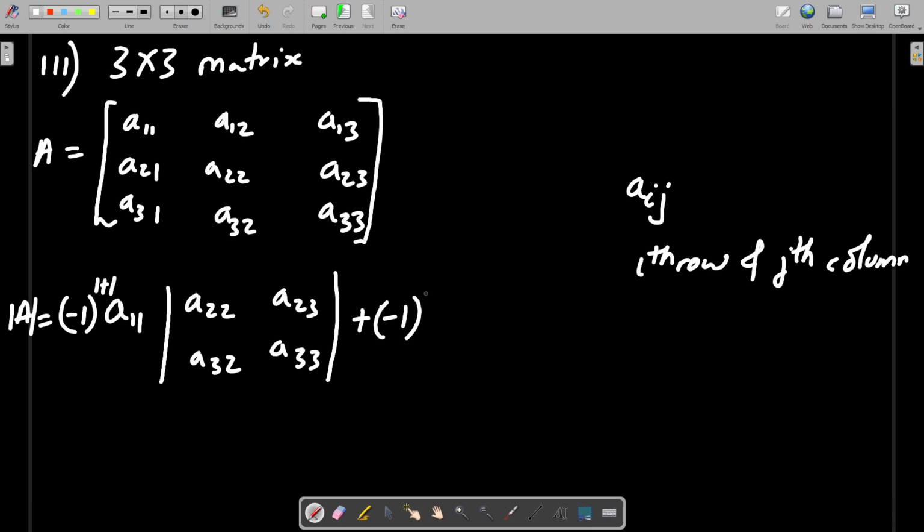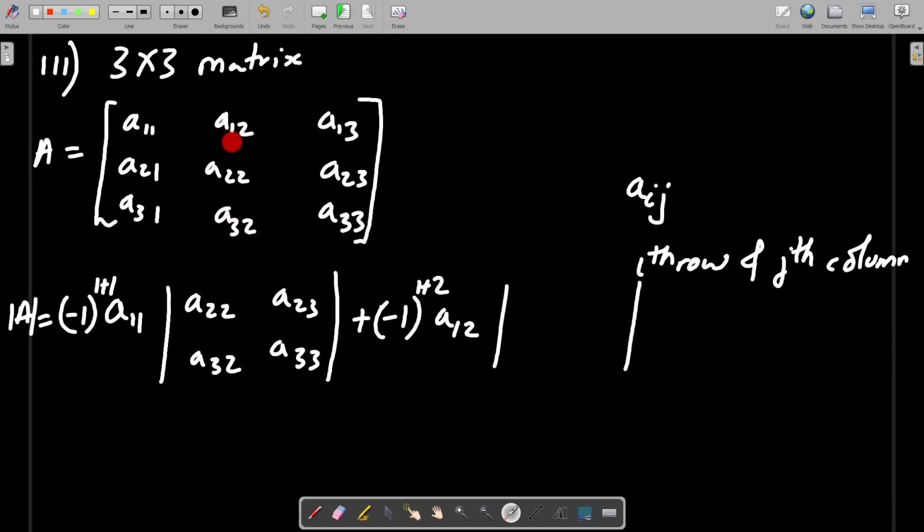plus times minus 1 to the power. I'll write this a12. So this should become 1 plus 2, a12, and then you have to find the determinant of a 2 by 2 matrix. So we will find a 2 by 2 matrix. This is called a pivotal element in this case. Pivotal means the leading element, the element which leads the process. So here you have a12, right? So I wrote a12 over there.